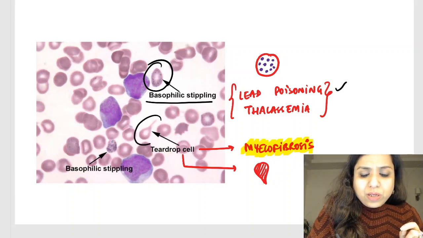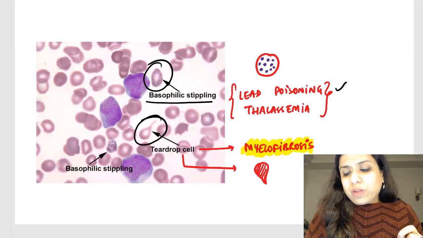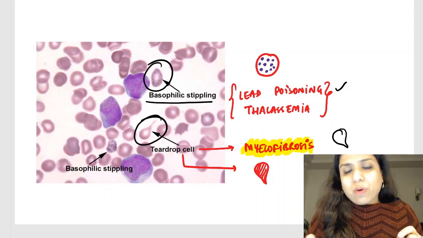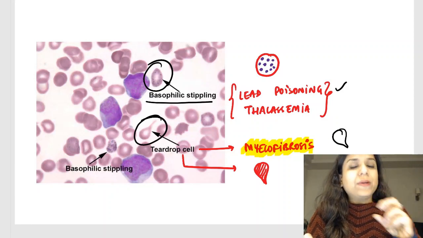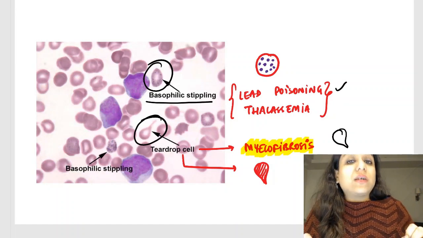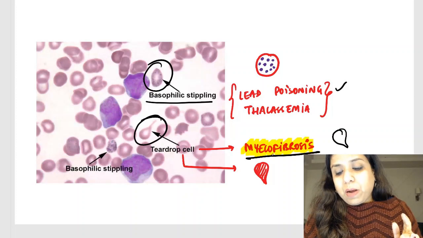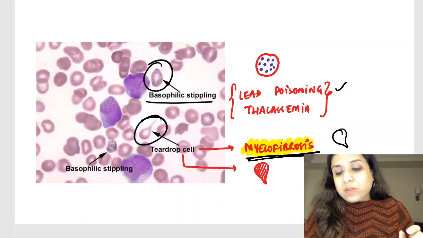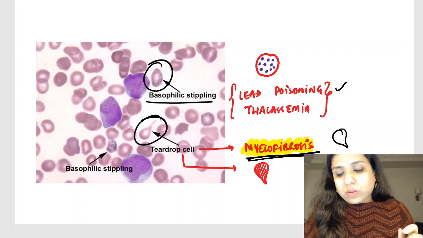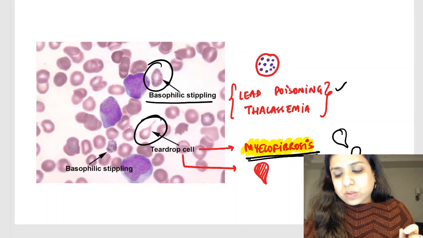And can you see this cell, students? Don't you think it looks like a teardrop, right? Drop of a tear, right? That is why it is called as a teardrop cell, and a teardrop cell is seen in myelofibrosis. Suppose this is the bone, students, and the bone has got a lot of fibrosis, right?